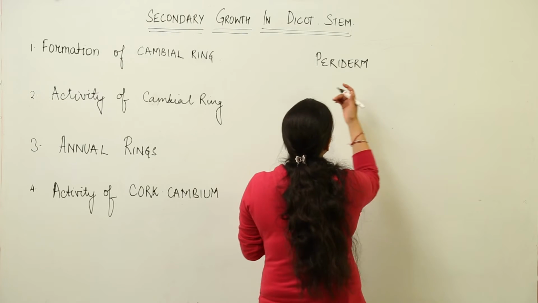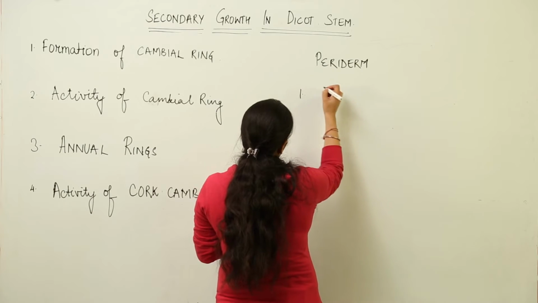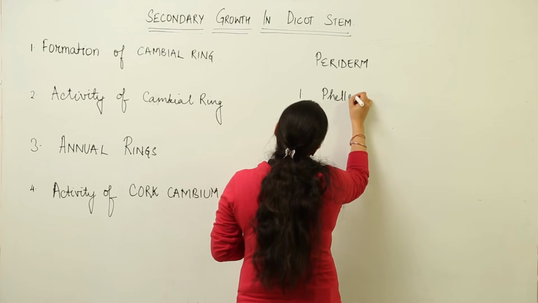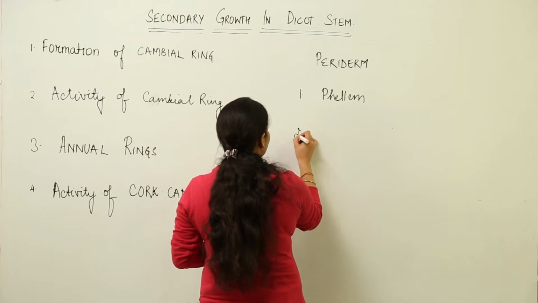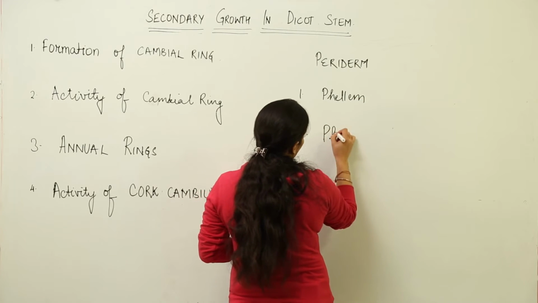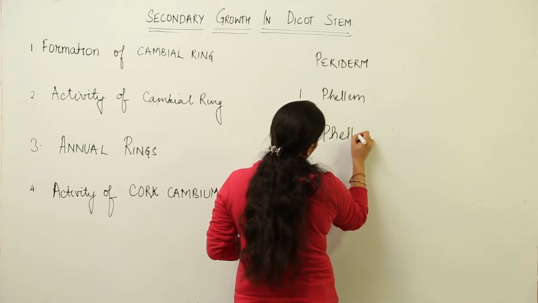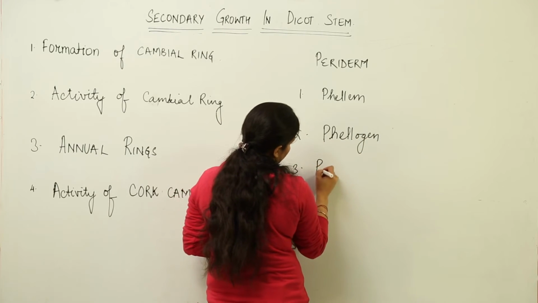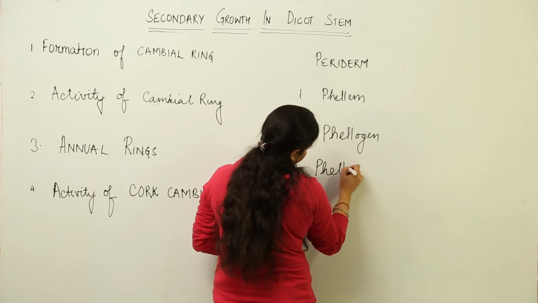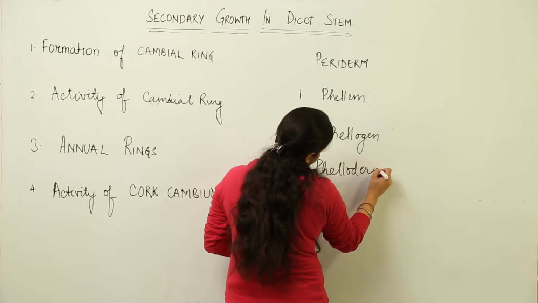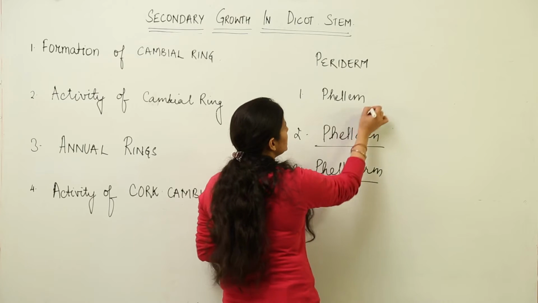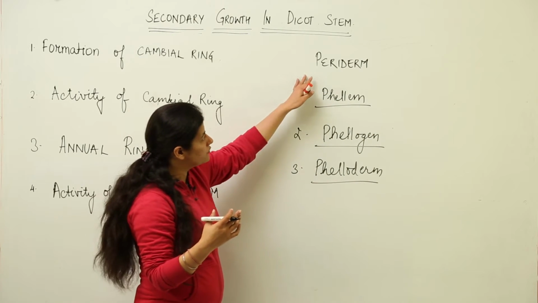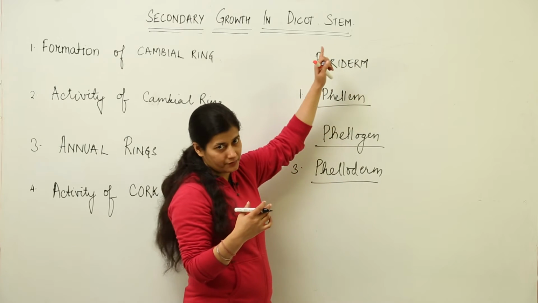Few more terms which comprise the periderm, that is phellem, second is phellogen, and third is phelloderm. Read these, learn these, and just put these in your mind. We have to understand what this periderm is.